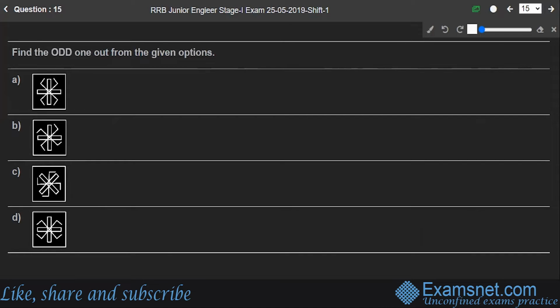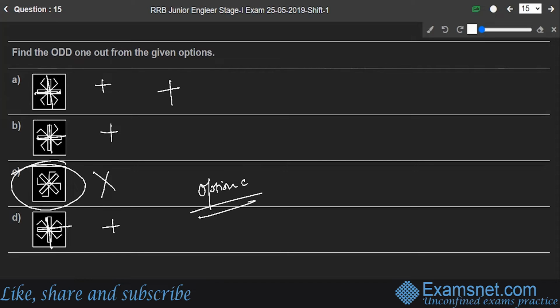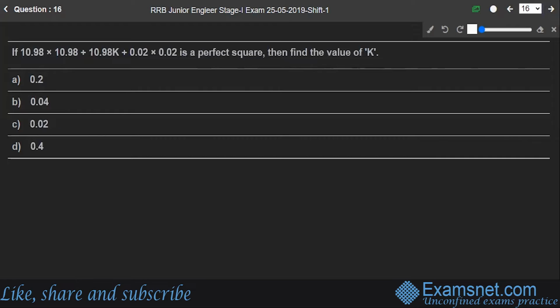So you have to find the odd one out. These are a few patterns. You have to find out the odd one out. See, if I look at all the options, in all the options, the base figure is plus. Look, this, right? And only in the third option, the base figure is not plus, it is multiply. Here you have the base figure as plus, plus, plus. In the third option, you have the base figure as multiply. So this makes this figure the odd one out. Hope you got that. Next question number 16.